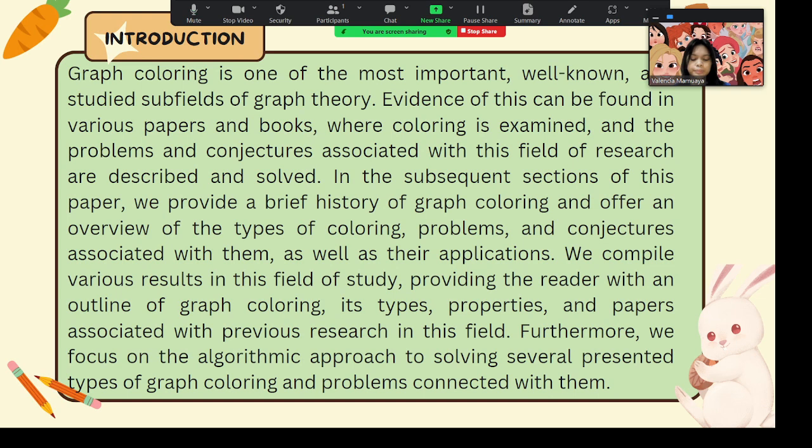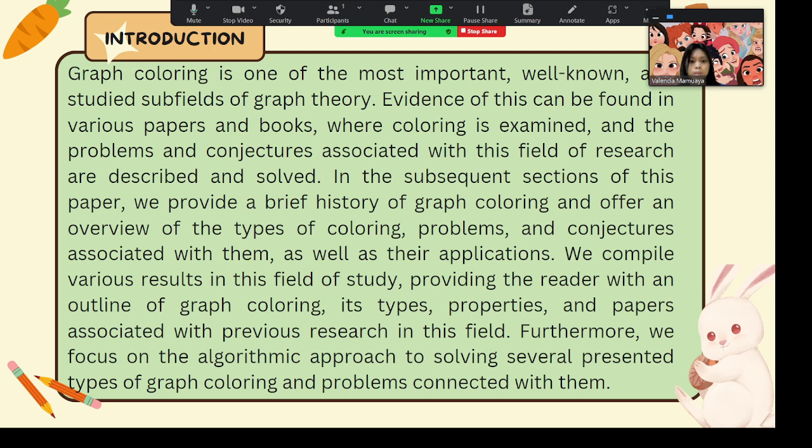Introduction. Graph coloring is one of the most important, well-known, and studied subfields of graph theory. Evidence of this can be found in various papers and books, where coloring is examined and the problems and conjectures associated with this field of research are described and solved.